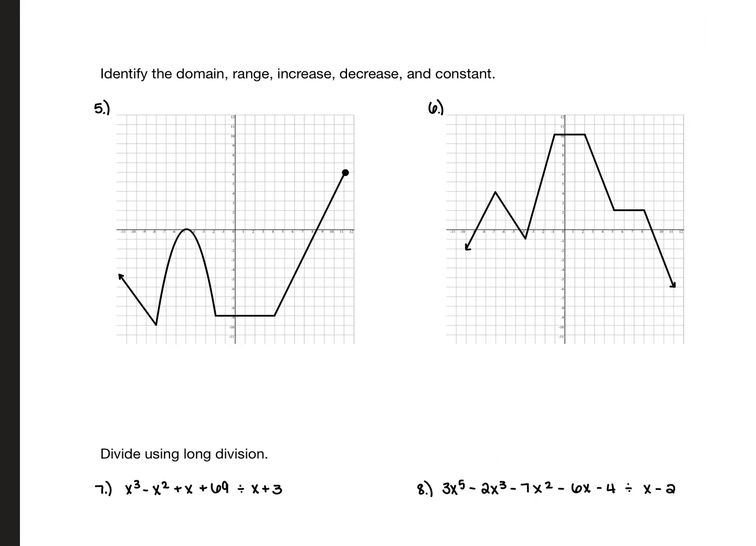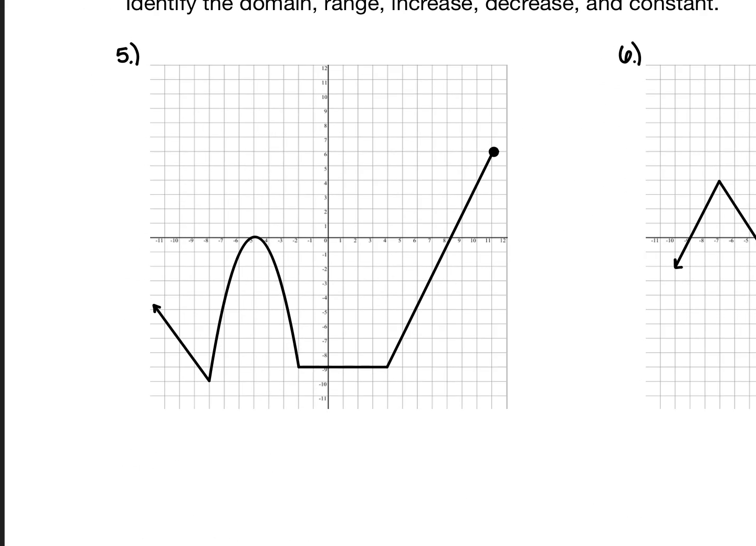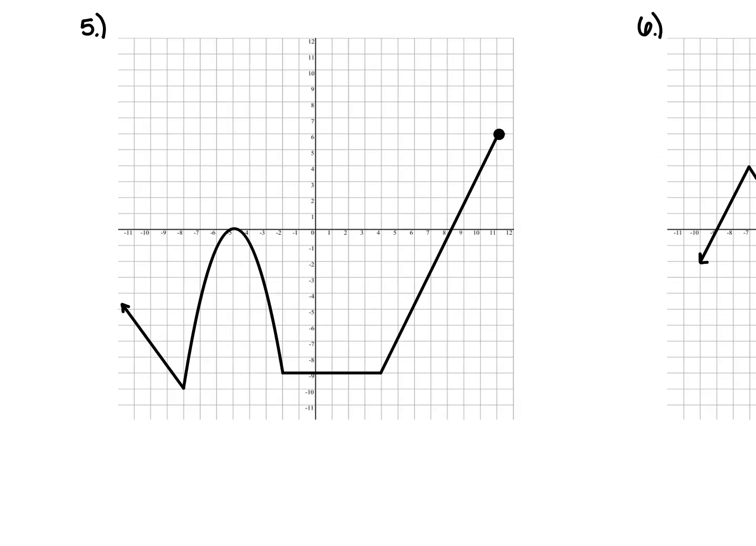Questions. You're identifying just the domain, the range, the increase, decrease, and your constant. If you look at number 5, you have this graph that has an arrow on one side and a point or an ordered pair on another. So this does not have a domain that goes from negative infinity to positive infinity. If there's an arrow on both the left and the right of this, it would be. But because there's not, you have to give the domain as from negative infinity up to whatever x value that it goes to. In this case, that's 11. So your domain is from negative infinity to 11.